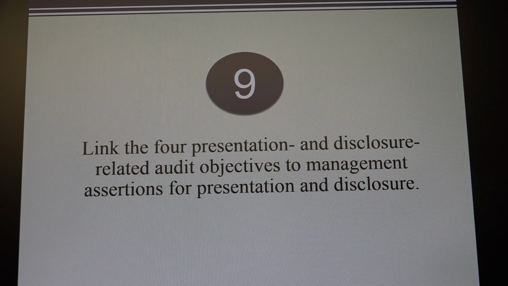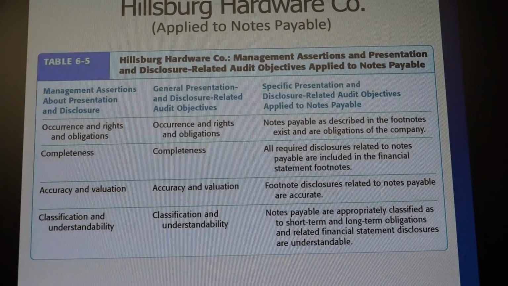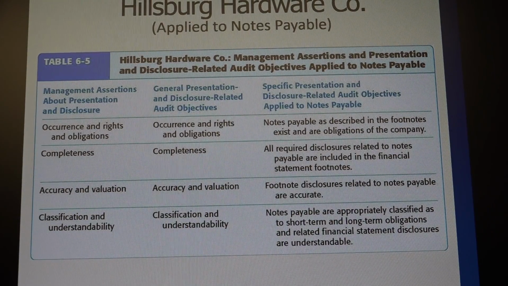So next we want to talk about linking the 4 presentation and disclosure related audit objectives to management assertions and disclosure. Here, what you're looking at is table 6-5. Again, management's assertions about presentation and disclosure include occurrence and rights and obligations. That's our same general presentation and disclosure related audit objective. And then we specifically apply it to, in this case, notes payable.